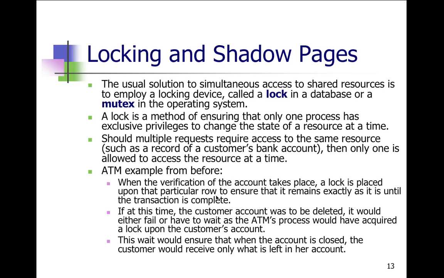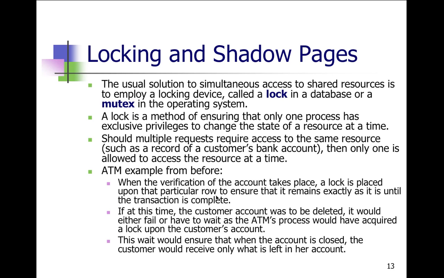It's called mutual exclusion in an operating system environment, and it's called one resource at a time in a non-operating system perspective. Should multiple requests require access to the same resource, such as a record or customer bank account, then only one is allowed to access the resource at a time. So you can't open up the same account and withdraw the same amount of money simultaneously two times in a row. Only one of them is going to work.